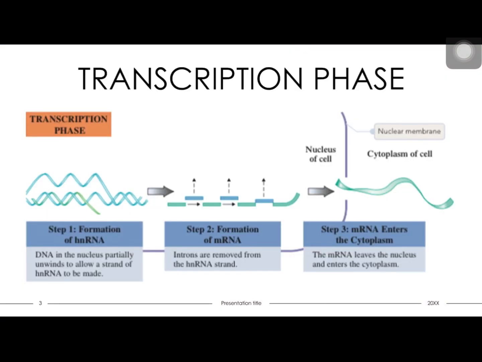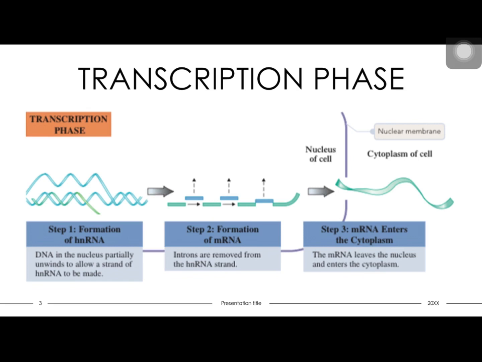So, the transcription phase is the transfer of genetic instructions in DNA to mRNA. Transcription has three steps. The first step is the formation of hnRNA, second is the formation of mRNA, and the third step is mRNA enters the cytoplasm. So, first step is the formation of hnRNA. hnRNA, or heterogeneous nuclear RNA, is formed directly by DNA transcription.